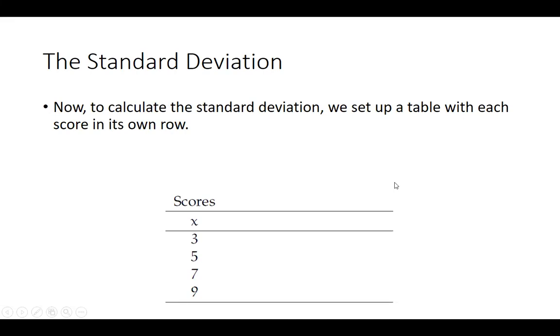Now, to calculate the standard deviation, we set up a table which has each score in its own row. So a row for 3, a row for 5, a row for 7, a row for 9. You can already see how this is going to get messier the more scores we have. This is only 4 scores.